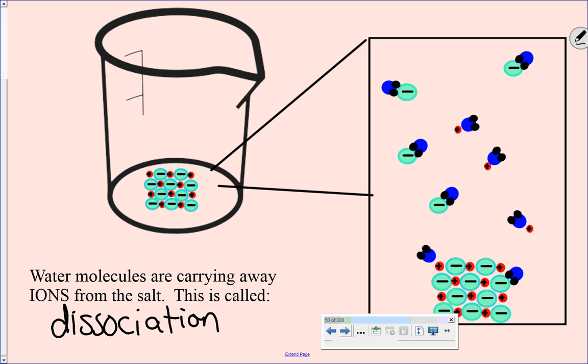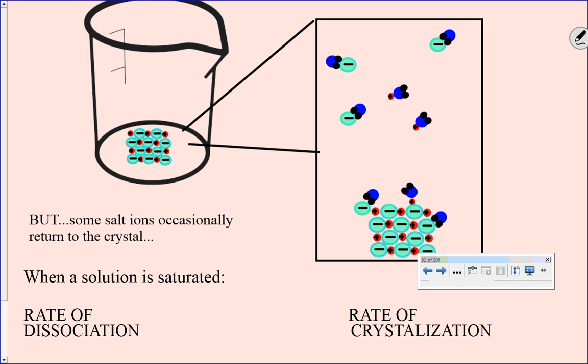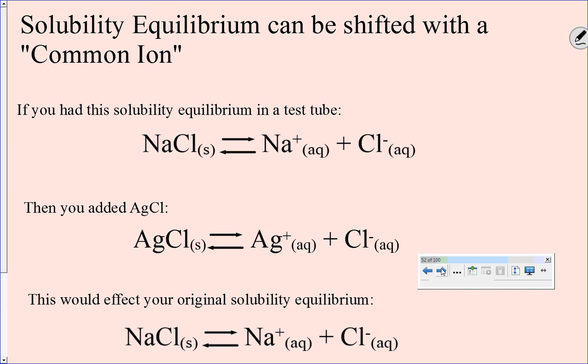If we have a perfectly balanced saturated solution, the rate at which these little water molecules are trying to take ions up out of the solution is the same as the rate at which some of the ions are trying to go back into the crystal. So we have two opposing processes here: dissociation and crystallization. When a solution is saturated, these two rates are equal. Therefore, the amount of dissolved salt remains the same.